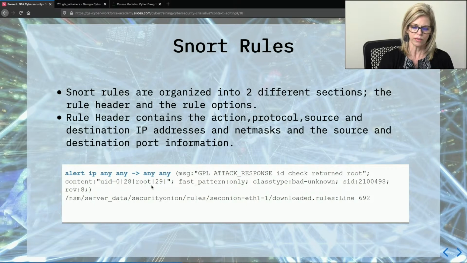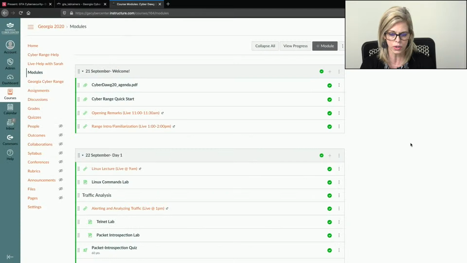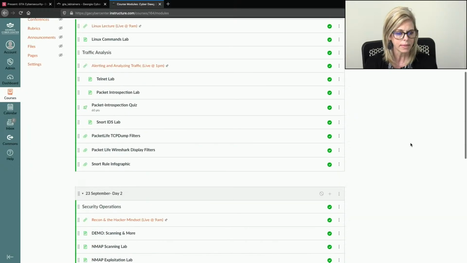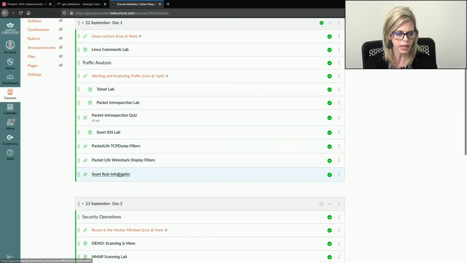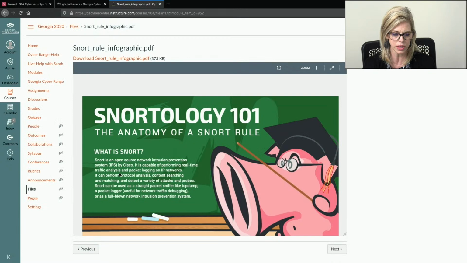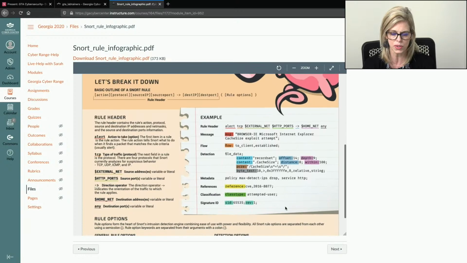I also want to say, before I forget, that inside your Canvas class, I uploaded a document, and I'm just going to show it to you real quick. It's the Snort Rule infographic. I pulled this from snort.org, and it's a very useful infographic about Snort. There's also a Snort manual that we've uploaded into your Canvas course that you can use.